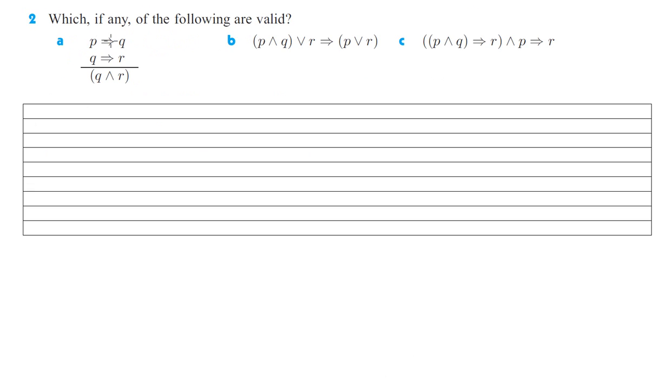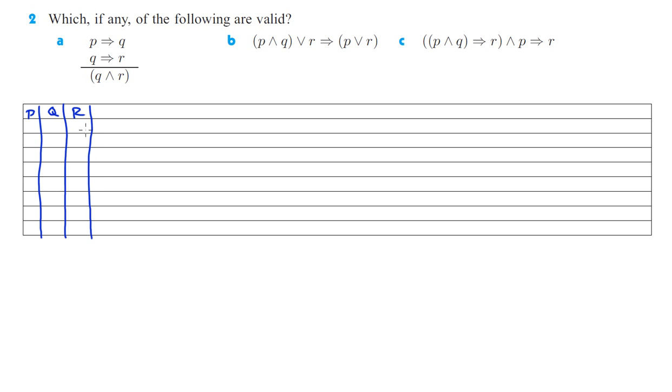Okay, and then C, valid. So we've got P's, Q's, and R's, so we're going to need to make a truth table with P's, Q's, and R's. So we've got P, Q, and R. All right, we can do this.